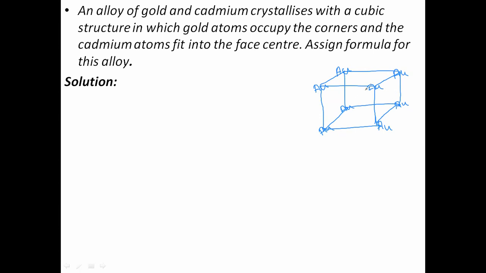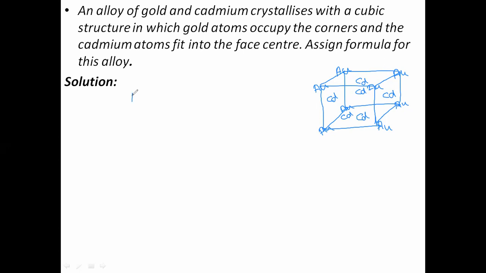How many face centers will we have? 6 face centers. So Cd, 2, 3, 4, and the top one 5, and this front one, I hope you can see that, 6. So we have 1, 2, 3, 4, 5, and 6. In all 6 face centers, the cadmium atom is present. Now what we need to do is calculate how many atoms of gold and cadmium are present.